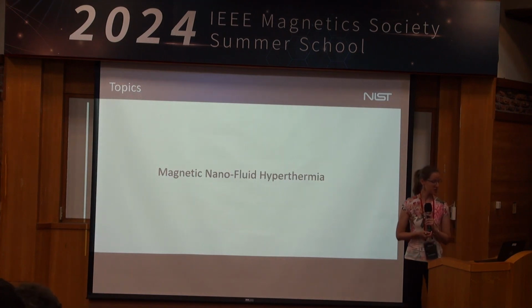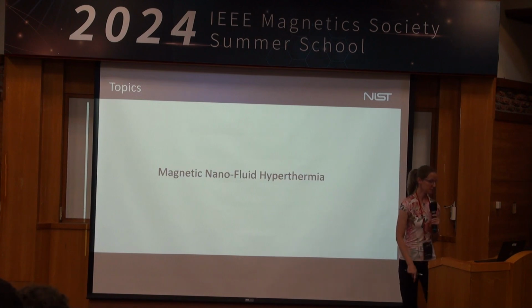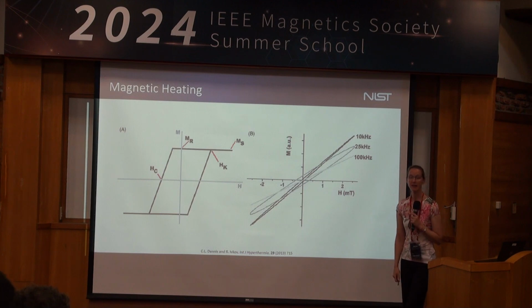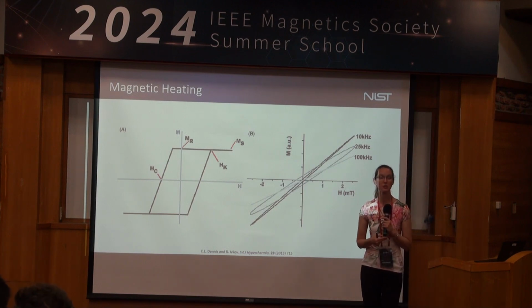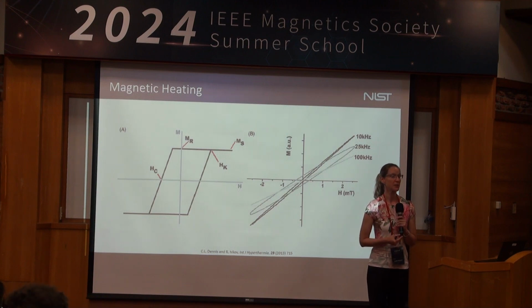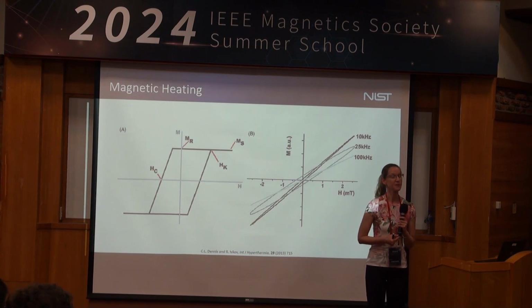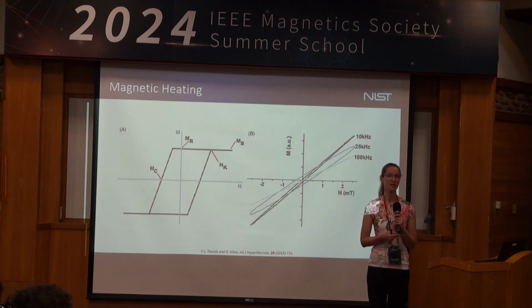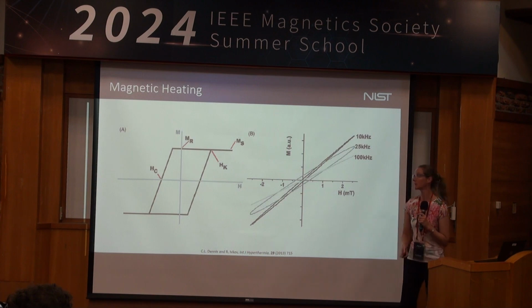So this next section is on magnetic nanofluid hyperthermia. And the basic idea for this is that you have a magnetic nanoparticle, you apply an AC magnetic field, this time up in the hundreds of kilohertz, and you want to generate heat. And so the first thing to understand is the magnetic nanoparticles you're using for this are never superparamagnetic. If you have a superparamagnet, you don't have heat because you don't have any area in the hysteresis loop. So these materials are always ferri or ferromagnetic.